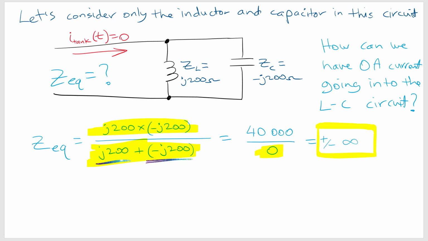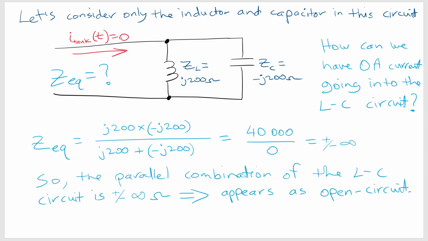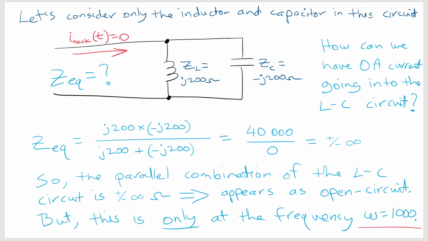infinity. And the important thing here is that if this impedance appears as either positive or negative infinity, that means no current is going to flow through it, and it's going to appear as an open circuit. And what's important is that it appears as an open circuit at that frequency of omega equal to 1000. This condition only applies at that frequency.